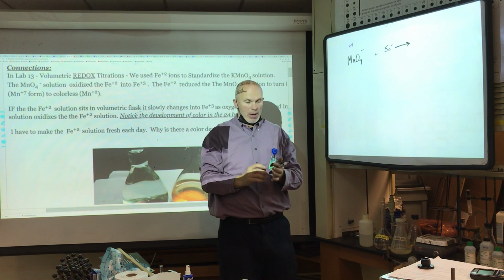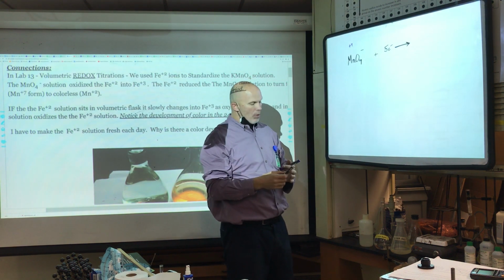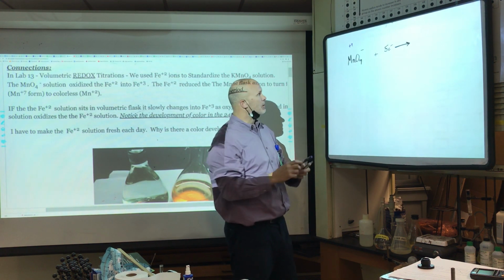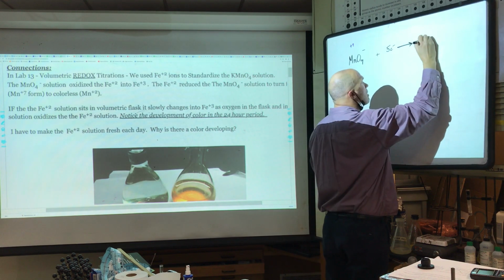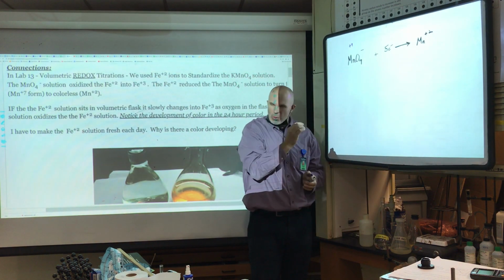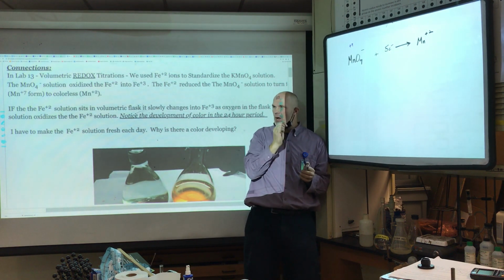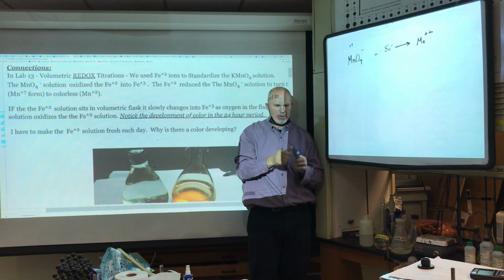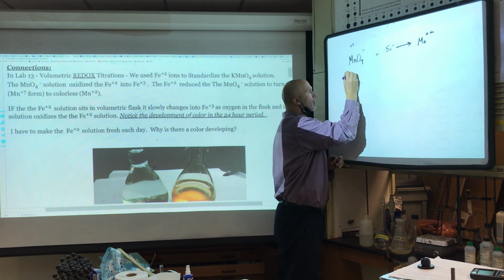And this is what you did in your lab. You wrote the balanced redox reactions, and you got Mn +2. And we use the color change in this scenario to our advantage. Remember, this was a purple color.